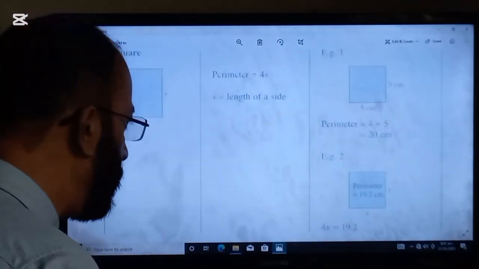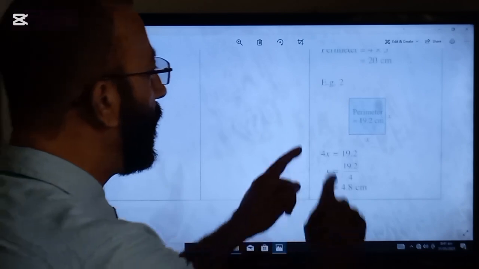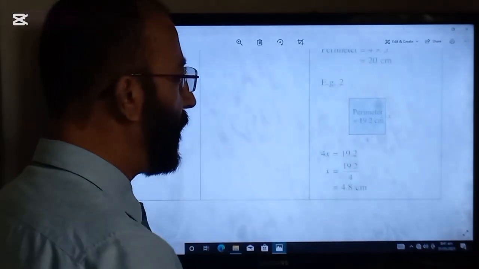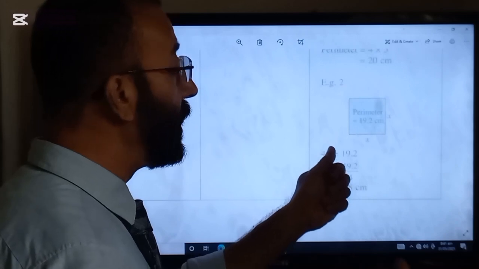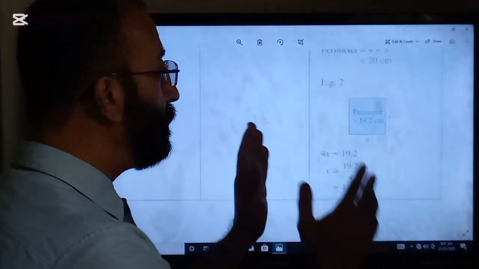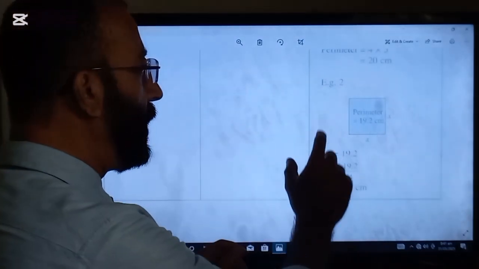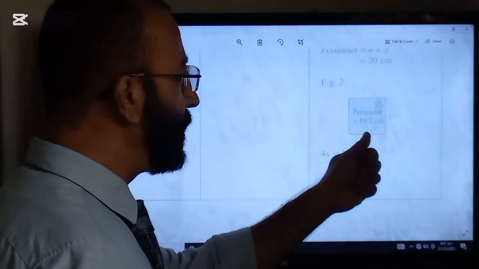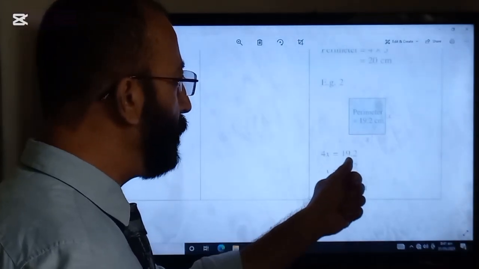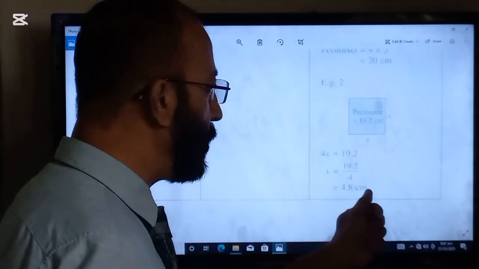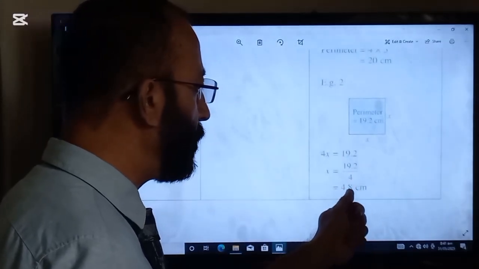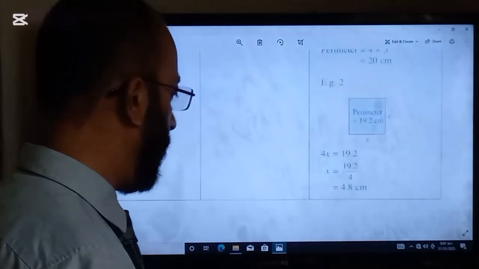Here is another question. Suppose we have a square whose perimeter 19.2 is given and each side is x, that is required. So we will put the values into the formula. Perimeter is equal to 4L, so 19.2 will be equal to 4x. 4 will come to the denominator of 19.2. Solve it on the calculator, you will get the answer.